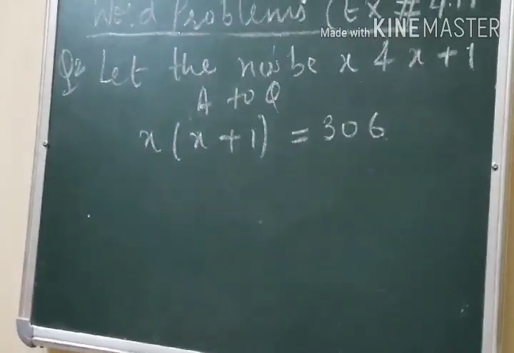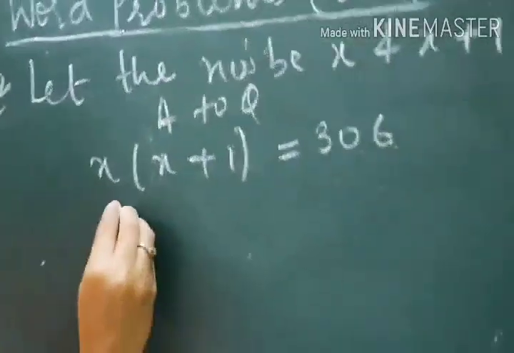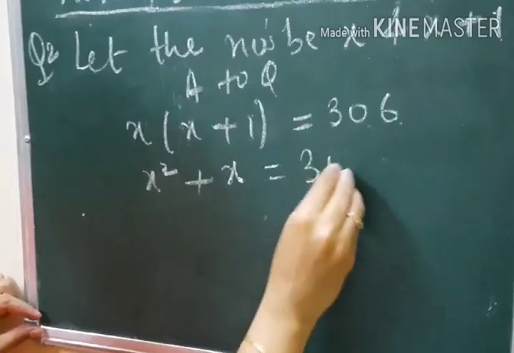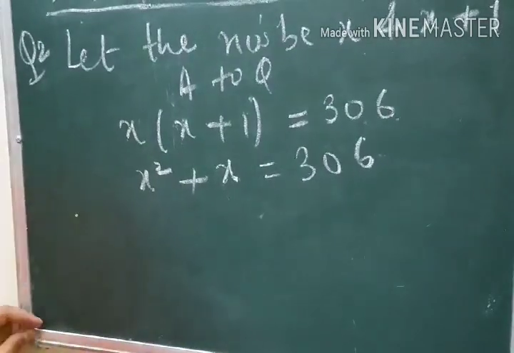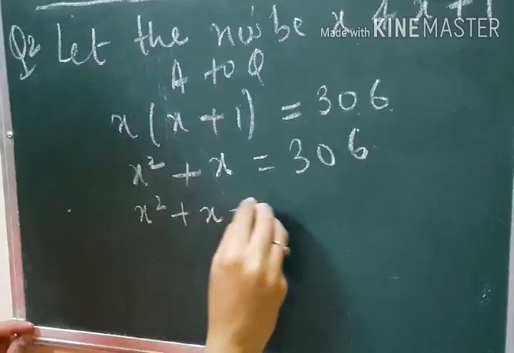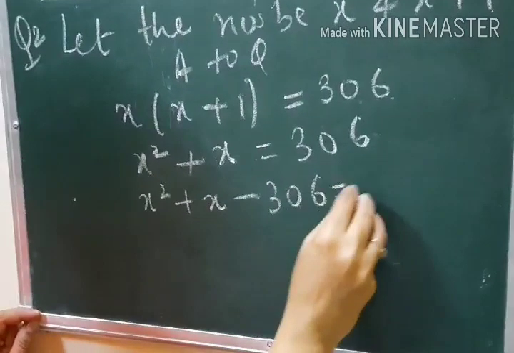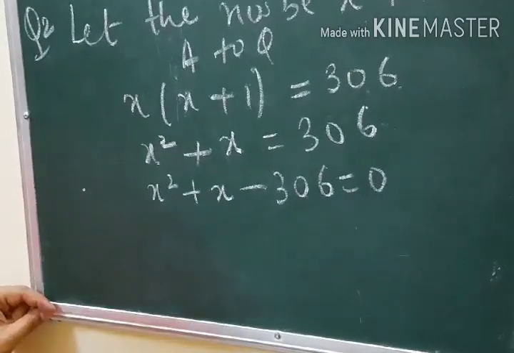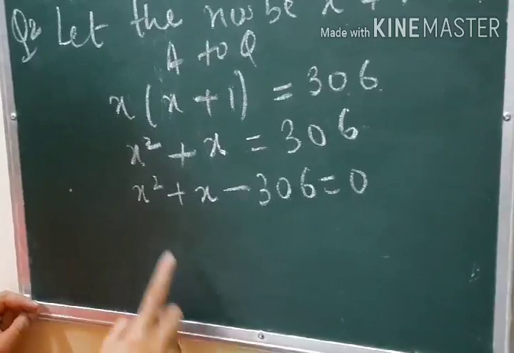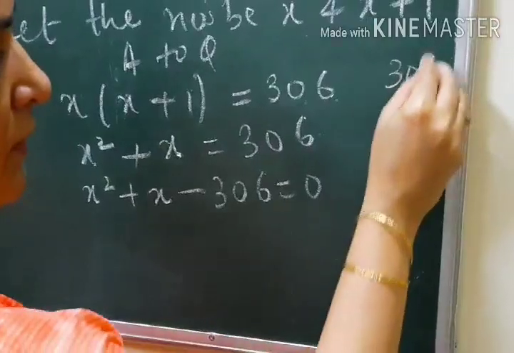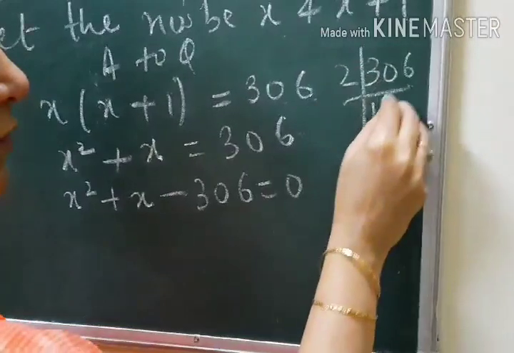Now just solve it. X into x is x square. X ones are x, is equal to 306. And make it in the form of quadratic. So x square plus x, bring this to this side, minus 306 equal to 0. Again, I am splitting the middle term. It's entirely your choice which formula you want to use. Now 1 into 306 is 306 only. So we will be doing the prime factorization.